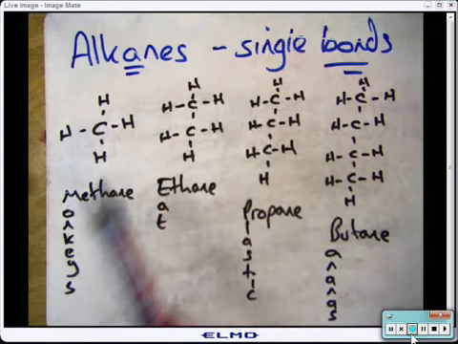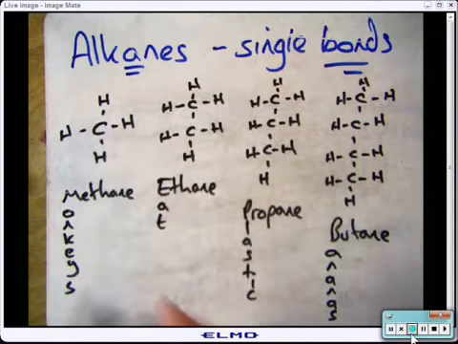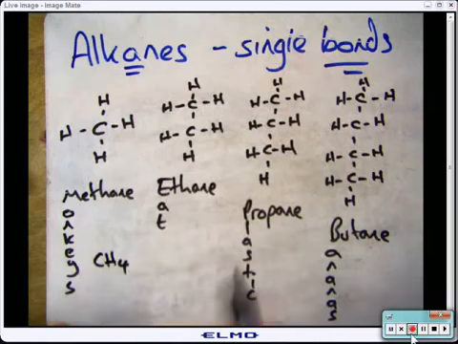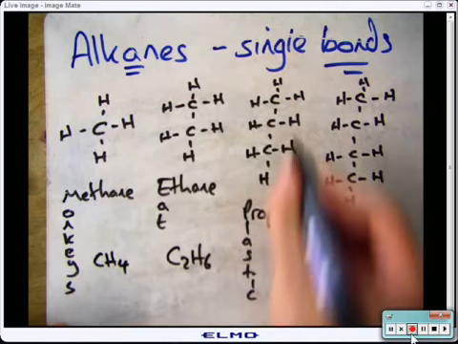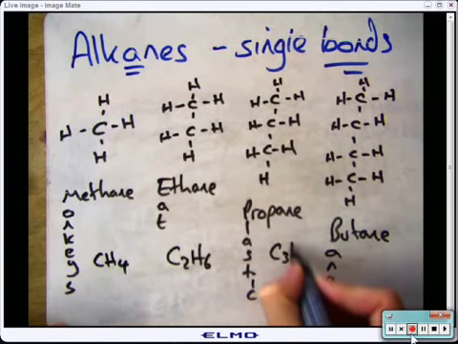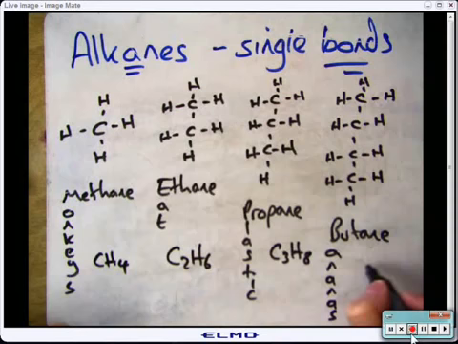So methane has got 1 carbon and the formula for that is CH4. Ethane has got 2 carbons and the formula is C2H6. Propane is C3H8 and butane is C4H10.